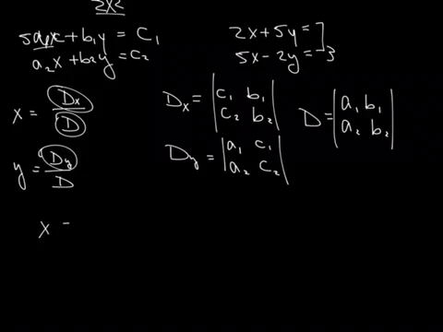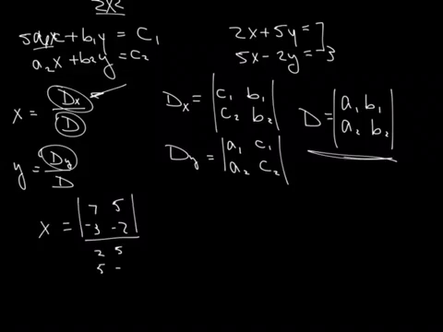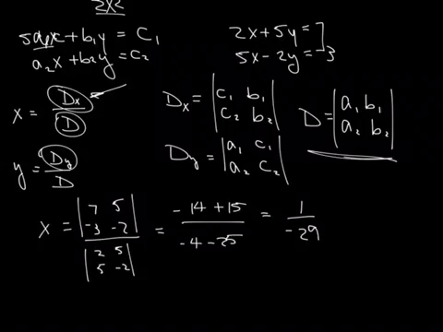All right, so x equals our d of x. Well, this is our d of x. So let's go ahead and write that. Our C1 is 7, and negative 3 is my C2. My B1 is 5, negative 2. So I'm looking for the minor of that. And then my D is this one over here, which is going to be 2, 5, 5, negative 2. Okay, so that gives me negative 14 minus negative 15, or plus 15. And this one's going to be negative 4 minus 25. So this is going to be 1 over negative 29. Okay? So that's what my x value is.